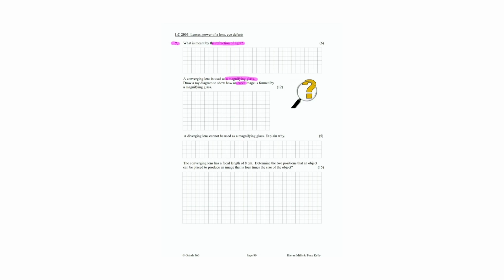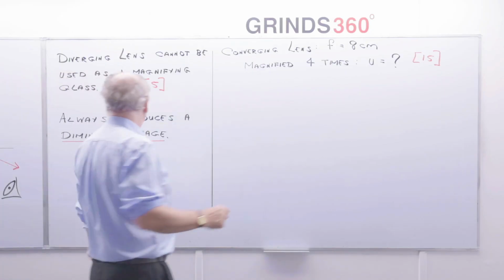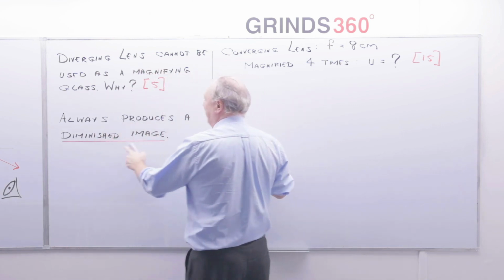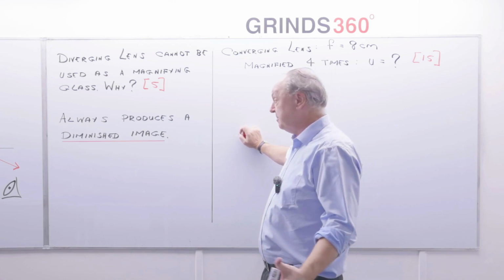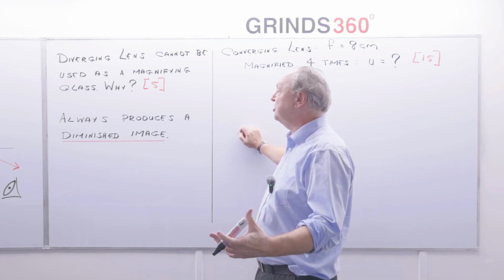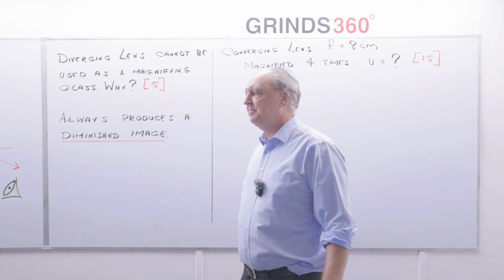Next part. They're saying a diverging lens. You know what a diverging lens is also called? It's also called a concave lens. Cannot be used as a magnifying glass. Why can it not be used as a magnifying glass? I suppose the key is in there, isn't it? The word magnifying. Because when you've got a concave lens, you've drawn all these diagrams before, it always produces a diminished image. So that's what you've got to get in. So it can't be magnifying, obviously, if the image is always diminished. So 5 marks for saying that.